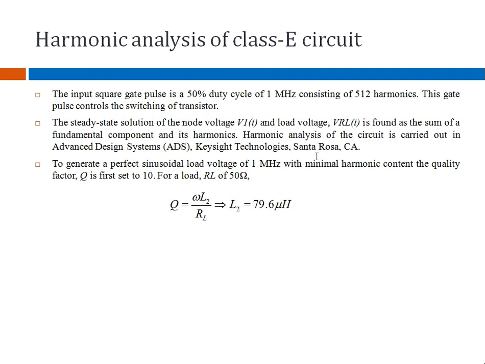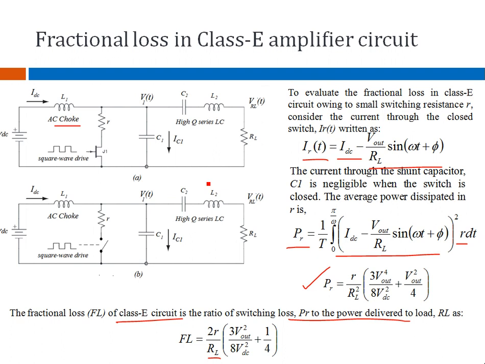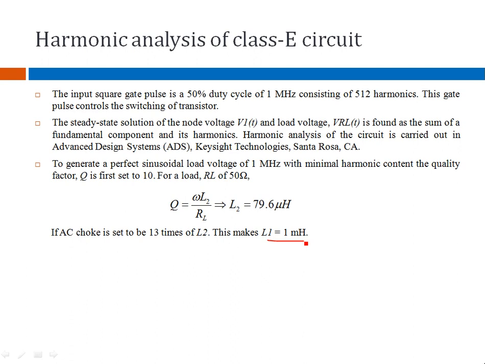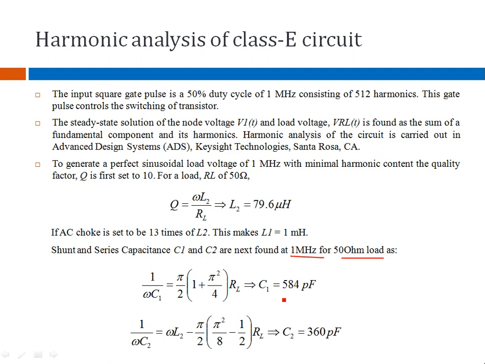So to generate a perfect sinusoidal load voltage, for example, for 1 megahertz operation frequency with minimal harmonic content, if you set the quality factor to 10 for a given load of 50 ohms, you'll find that inductance L2 is 79.6 microhenries, and since the AC choke is like 10 times, if you make it like 13 times, then L1 is about 1 millihenry. C1 and C2 are next found for the same frequency at 50 ohm load. C1, the shunt capacitance, is 584 picofarads. C2, the series LC capacitance, is again found in terms of the load as 360 picofarads.